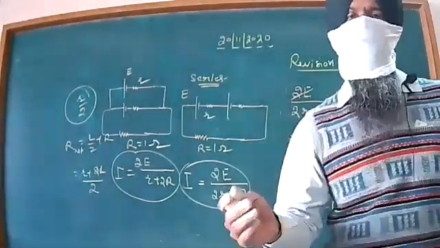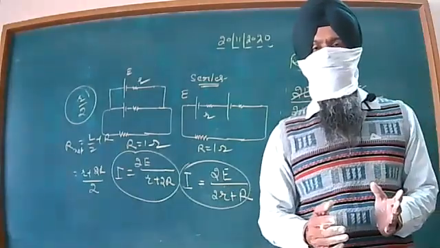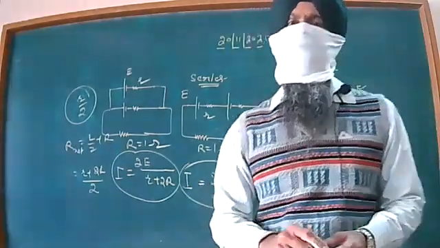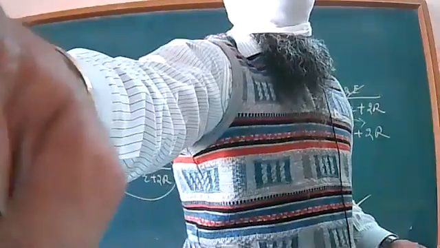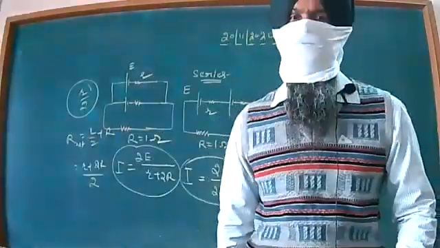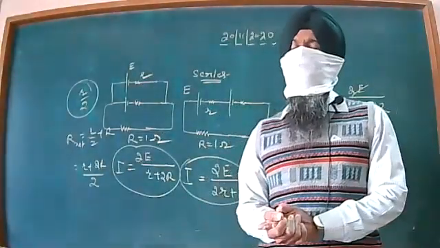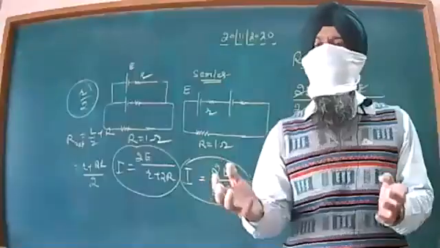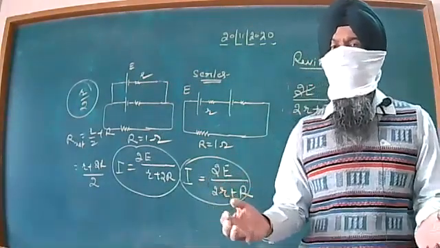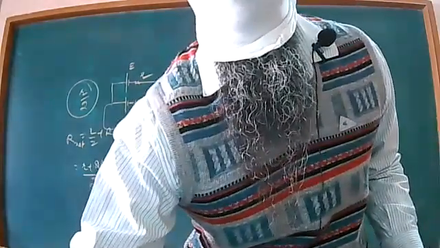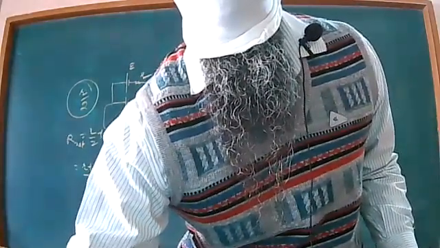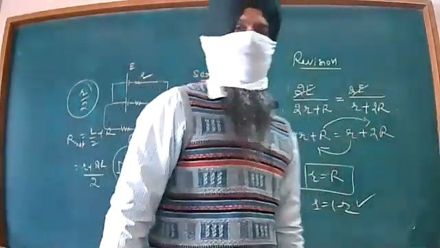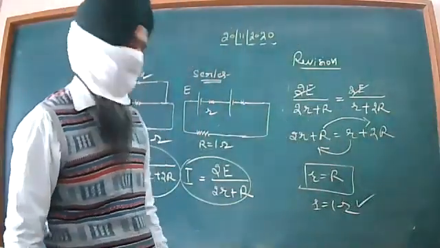Again, I am repeating the statement part. Two identical cells are given to you. These two cells, whether connected in series or in parallel to an external resistance of 1 ohm, both give the same amount of electric current. So dear children, we need to calculate the internal resistance of each cell. So this is the way to calculate it.